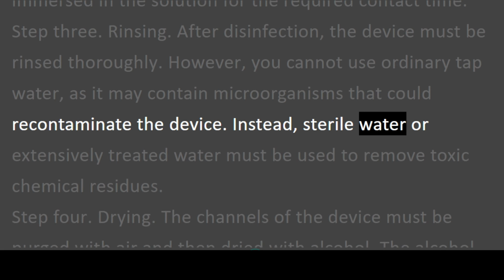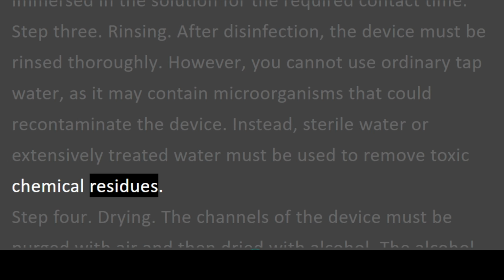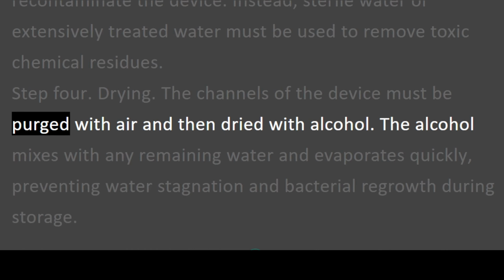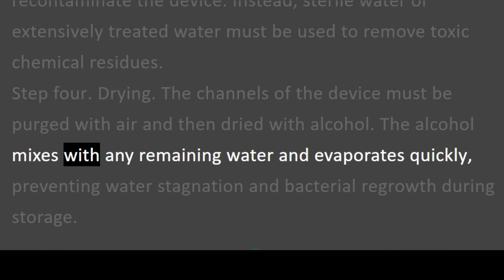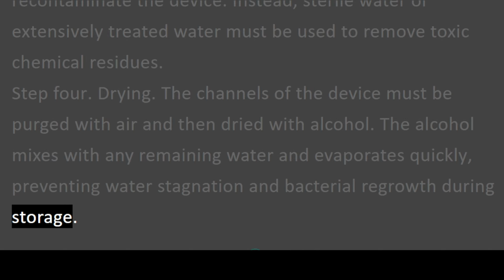Instead, sterile water or extensively treated water must be used to remove toxic chemical residues. Step 4. Drying. The channels of the device must be purged with air and then dried with alcohol. The alcohol mixes with any remaining water and evaporates quickly, preventing water stagnation and bacterial regrowth during storage.